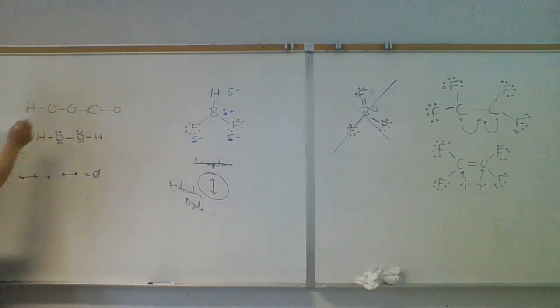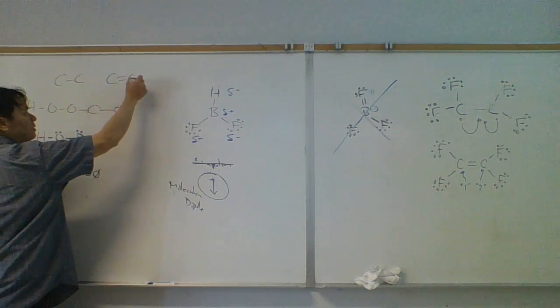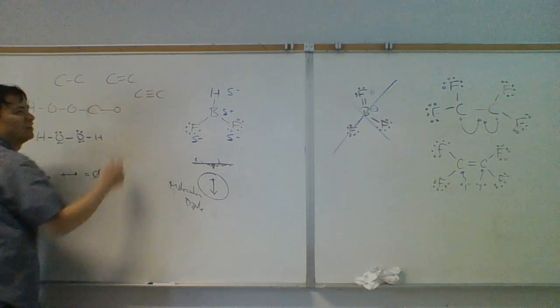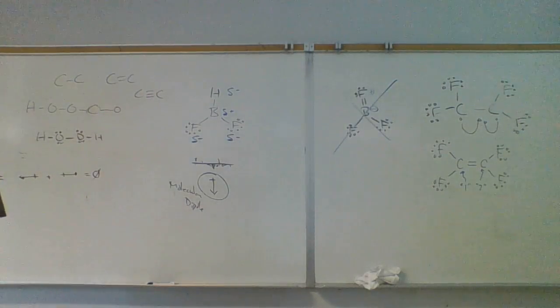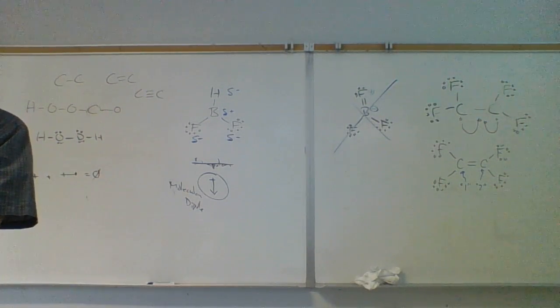But what about a carbon-carbon single bond? A carbon-carbon single bond, no problem. The carbon-carbon double bond, no problem. Carbon-carbon triple bond, no problem. So we have no problem forming chains of carbon atoms. If we have one carbon atom in the chain, we call it meth. If we have 2 carbon atoms in the chain, we call it eth.